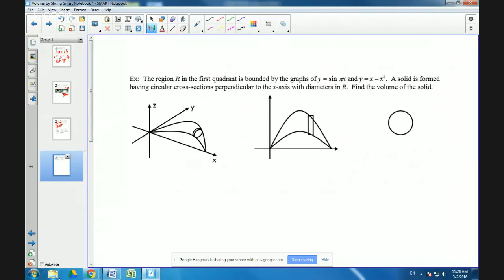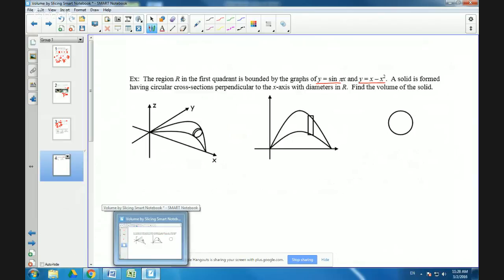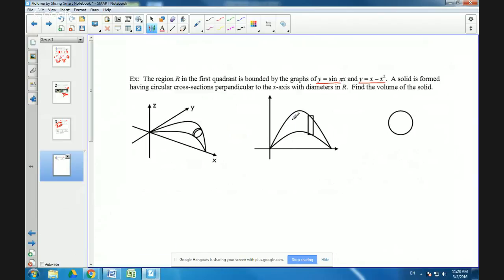Region R in the first quadrant is bounded by the graphs of y equals sine pi x and y equals x minus x squared. That will be this region here, in between. The solid is formed having circular cross sections perpendicular to the x-axis, with diameters in R. This is R.